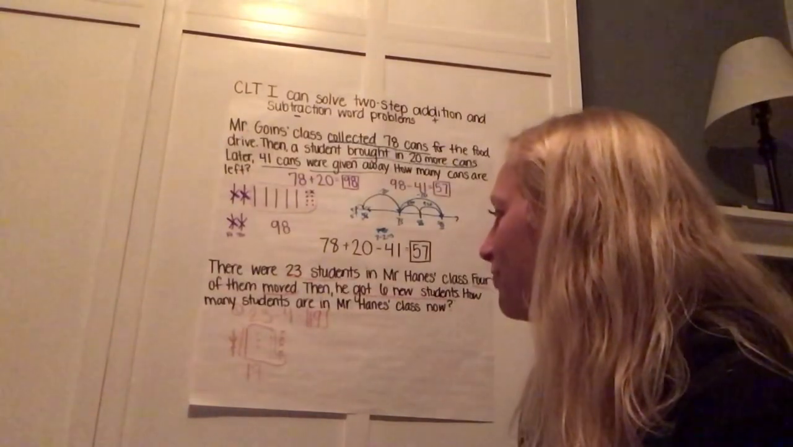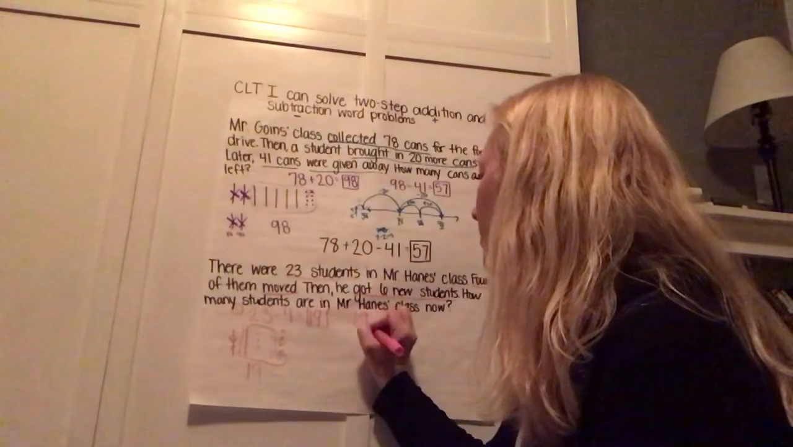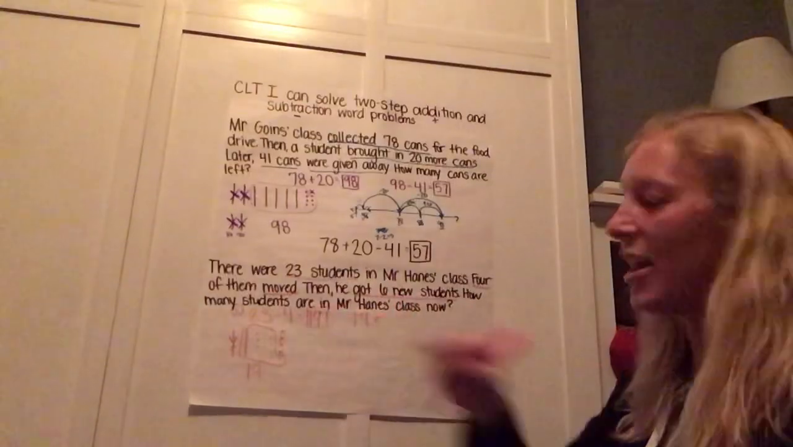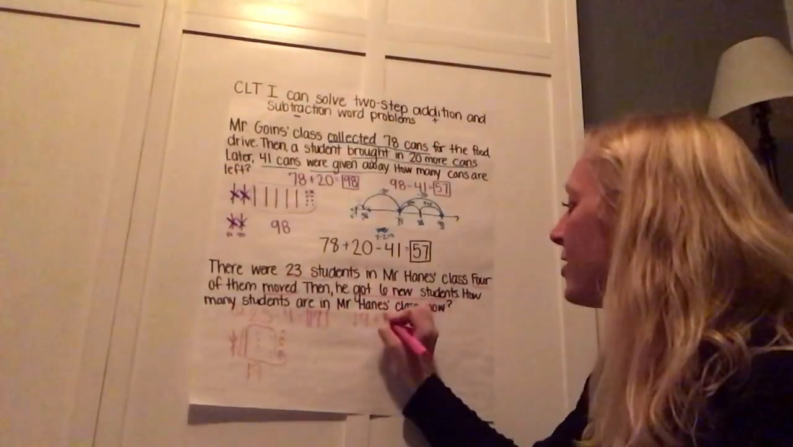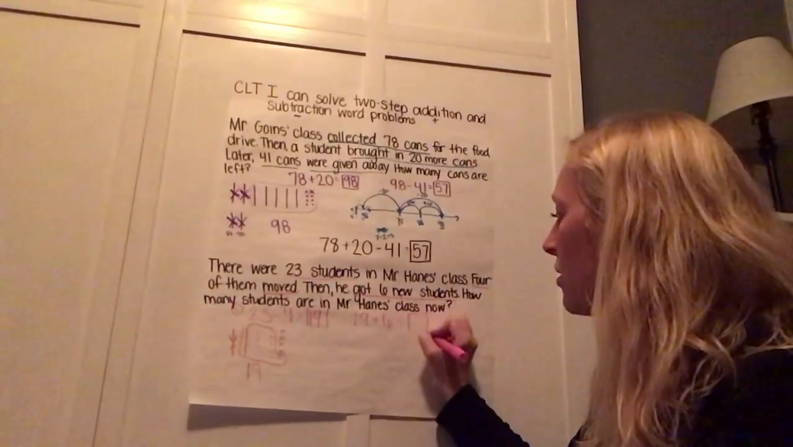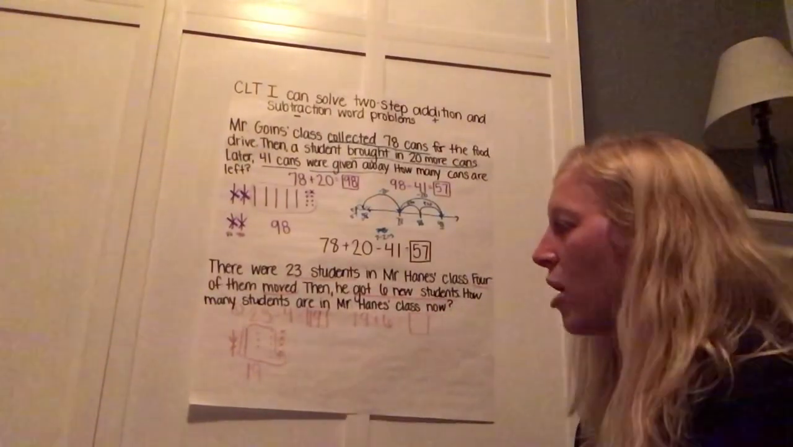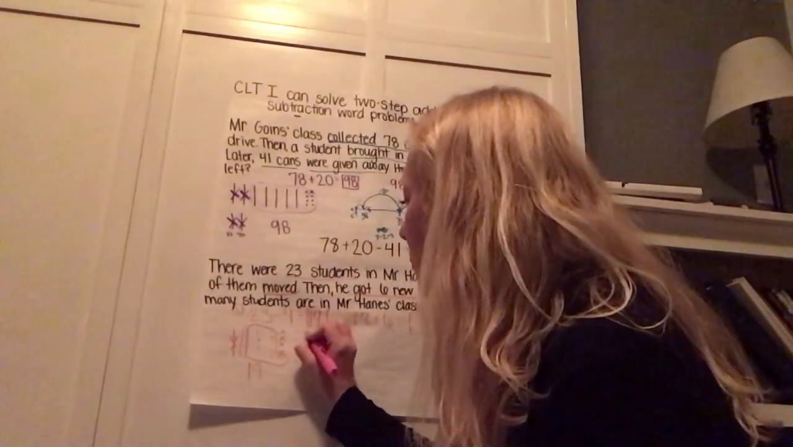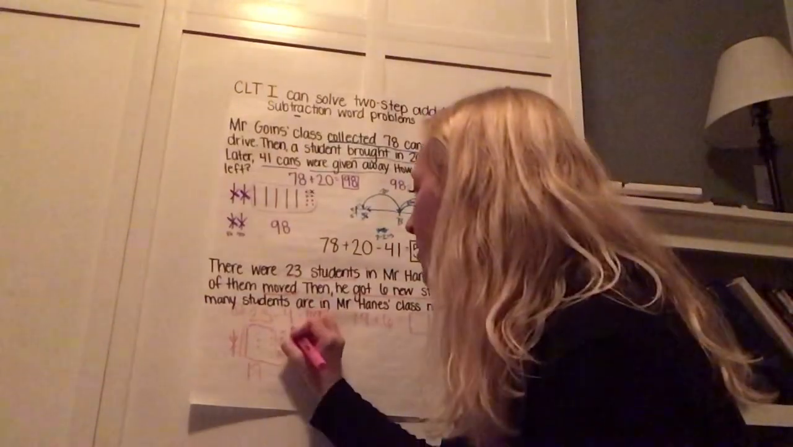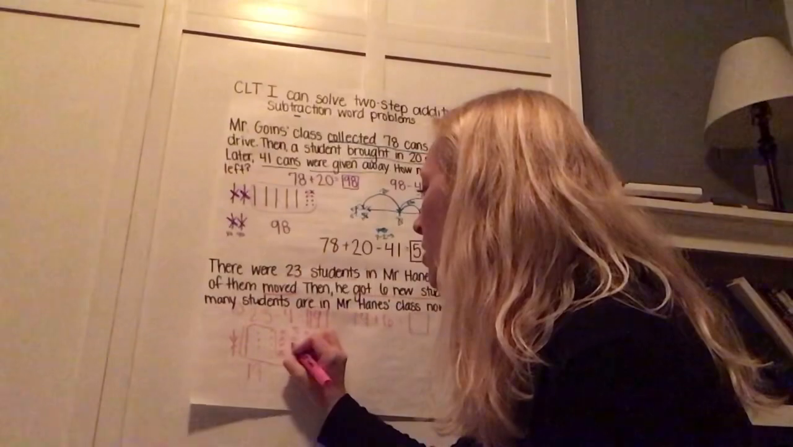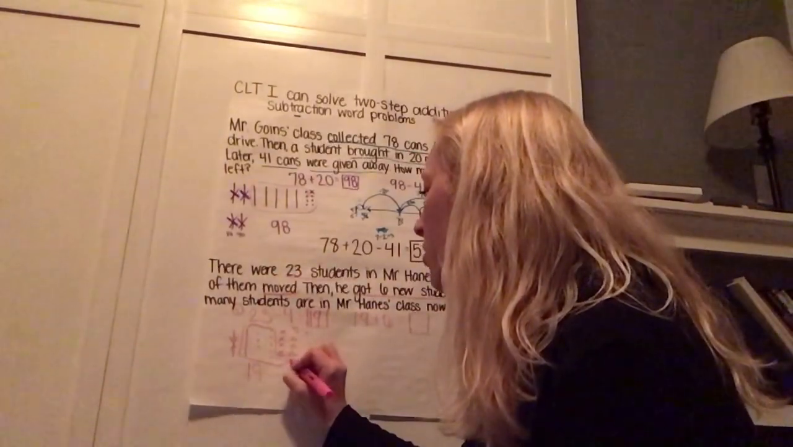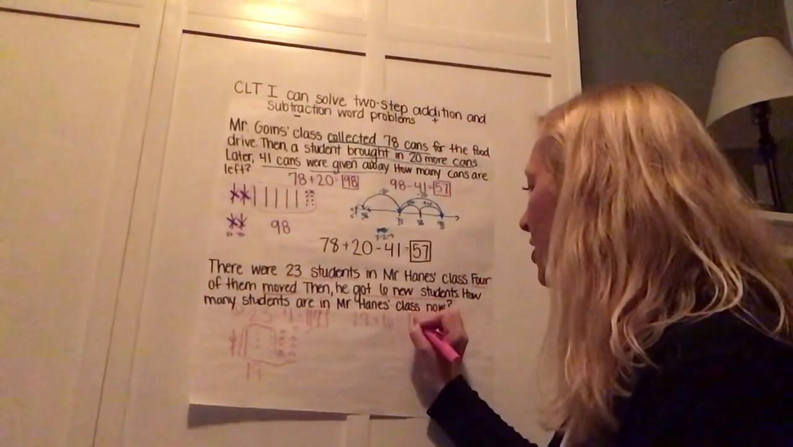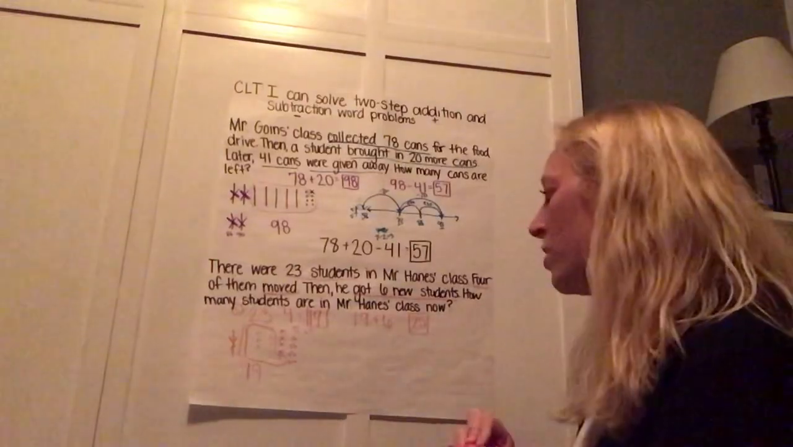Going to add what? Why are you adding? Because he got 6 new. So when he lost his 4, he had 19 students. And now he's getting 6 new smiling faces. And so how are you adding 6 to this model? Okay. All right. And so you have 19, 20, 21, 22, 23, 24, 25. So you already knew you had 19. You add 6 more, and you have 25.